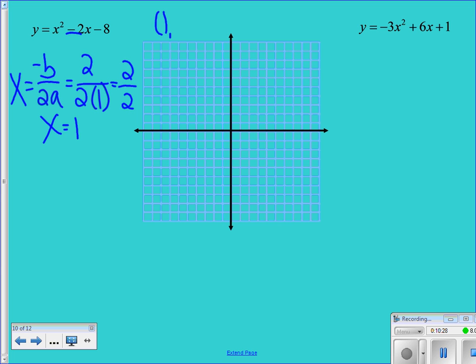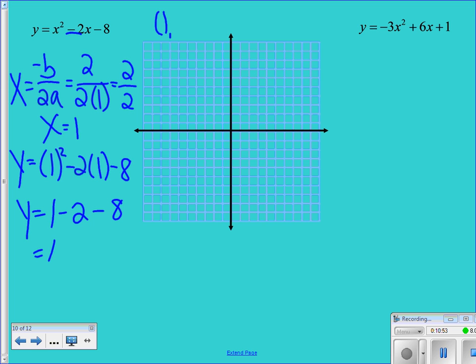Next thing we want to do is plug that back in so that we can get y. So y is equal to 1 squared minus 2 times 1 minus 8. Wherever I see an x, I'm plugging in a 1 instead. So we get y is equal to 1 squared, which is just 1, minus 2 times 1, which is 2, minus 8. 2 minus 8 is minus 10. 1 minus 10 is negative 9. So my vertex is at (1, -9).